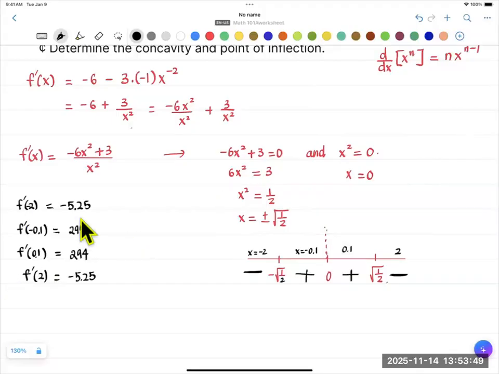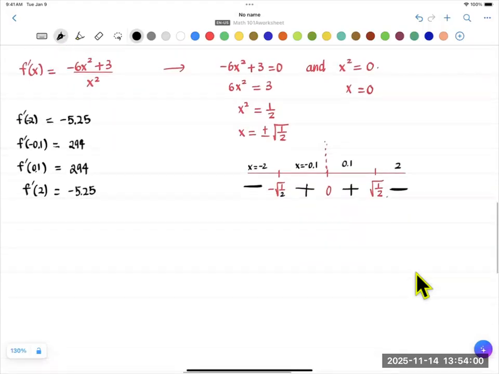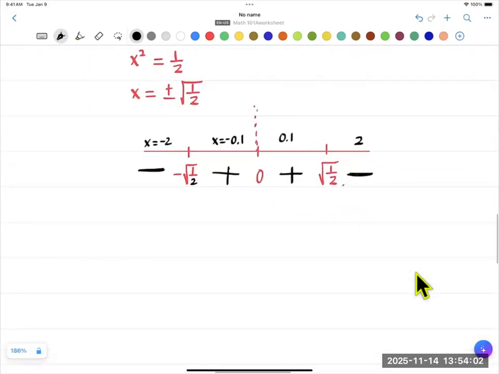So again, we don't care what number it is. We just need to know the sign within this interval. So it looks like we have negative, positive, positive, and negative. This will tell us that on the interval from negative infinity to negative root 1/2, we have decreasing. And this is increasing, increasing, and decreasing. Okay, so we're ready to answer the question part A.